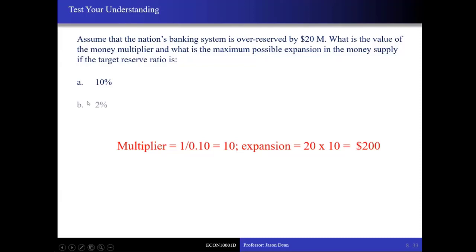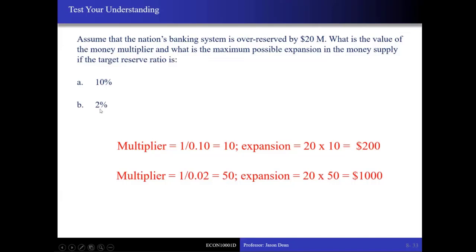So now if the reserve ratio was 2% instead, what would the number be? Well, in this case, it'll be a little more. So what's 1 divided by 0.02? How many times does 0.02 go into 1? Okay, so in this case, the multiplier will be 50.